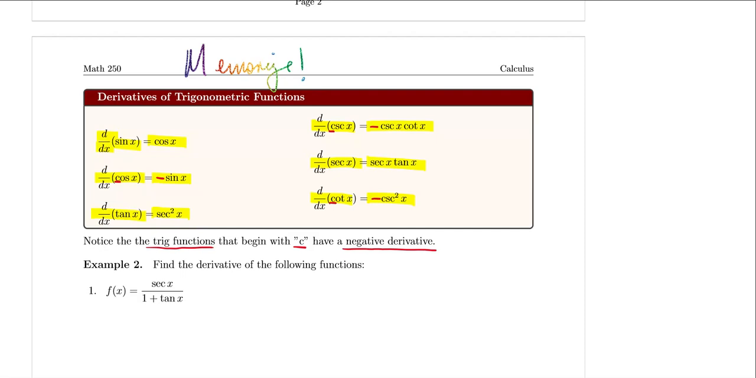Okay, now we're going to practice finding some derivatives involving trig functions, and I want you guys to reference these formulas here. You will use them, and you'll keep on using them for the rest of the class, so might as well start to get comfortable with them.